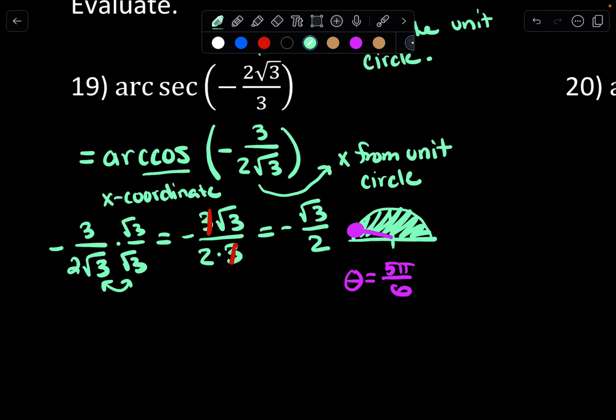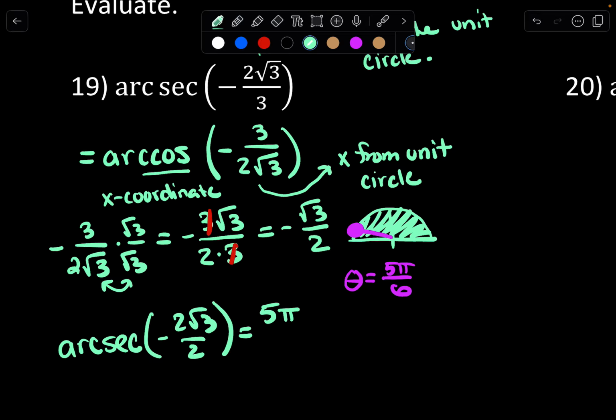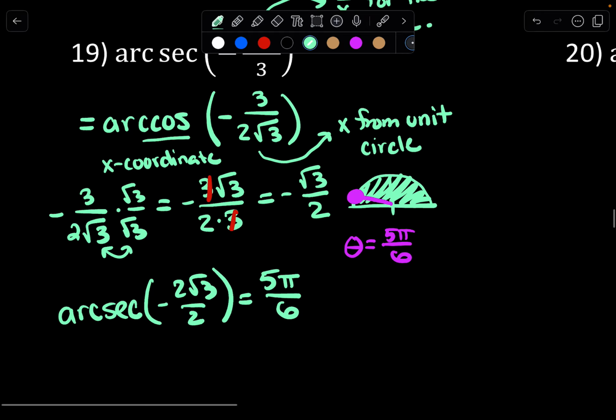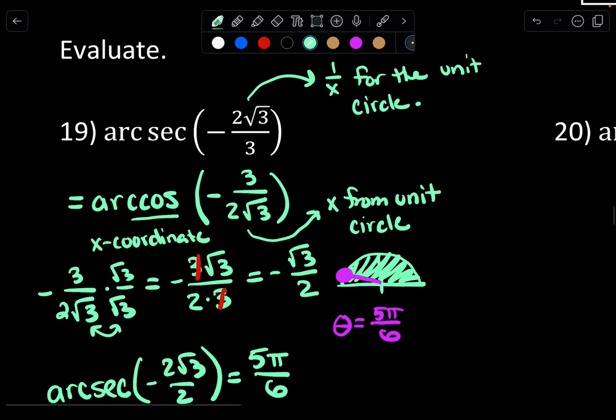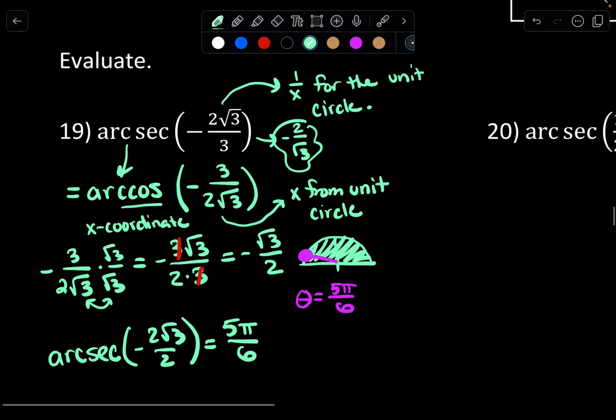So that means if we go back to the beginning, arc secant of negative 2 root 3 over 2 is equal to 5 pi over 6. If you kept it as arc secant and you're comfortable with flipping 1 over x, then you would be working with negative 2 over root 3. That's rare. I don't see a lot of students utilize that. They usually switch to arc cosine, but you don't have to. You're not required to go to this step, although it is typically more helpful.